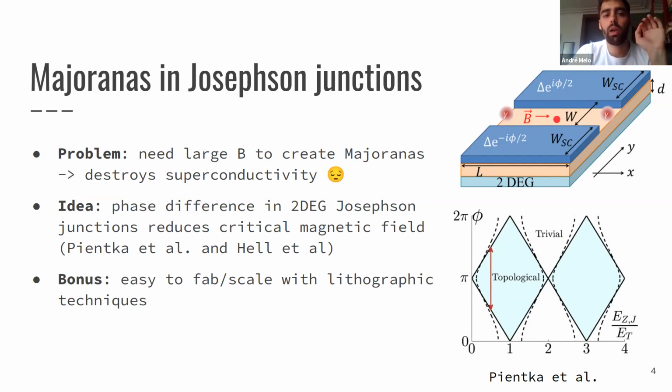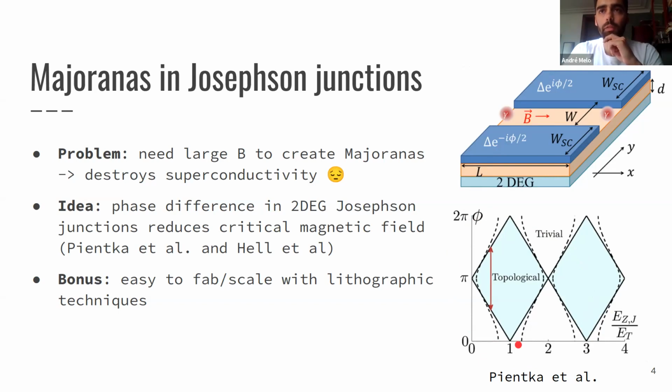But importantly, you have an additional degree of freedom, which is the phase across the superconductors. And it turns out that you can use this phase to drastically reduce the magnetic field that you need to drive a topological phase transition. In fact, if you tune the phase to pi, you can theoretically create a topological phase with arbitrarily small magnetic fields. That's shown in this plot here at the bottom right.